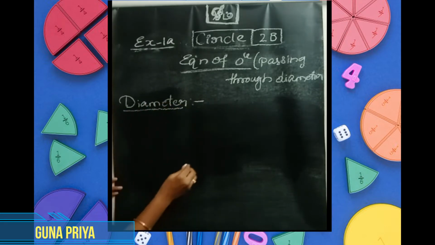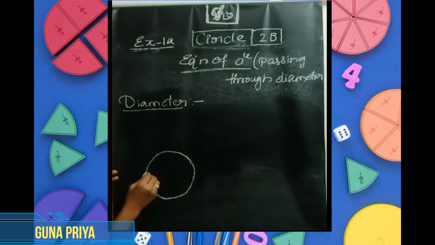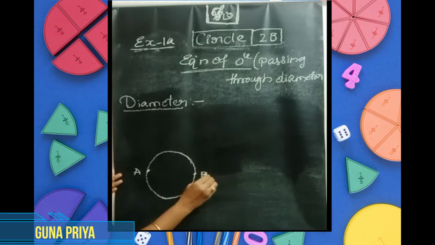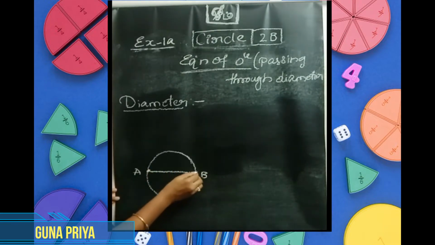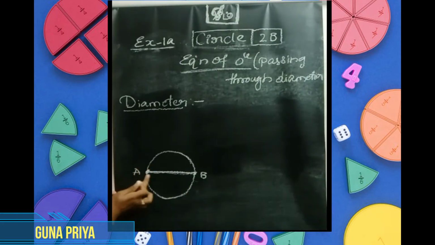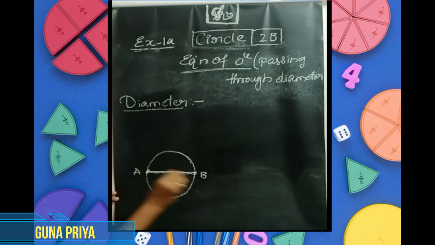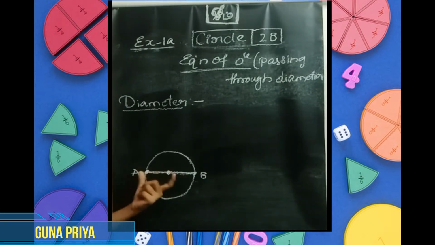See here, if I have a circle, this is the circle. If the diameter has points A and B, a line should pass through 2 points. That means I have taken these 2 points as one point A and one point B, 2 points along with the center. Then this line is said to be a diameter.